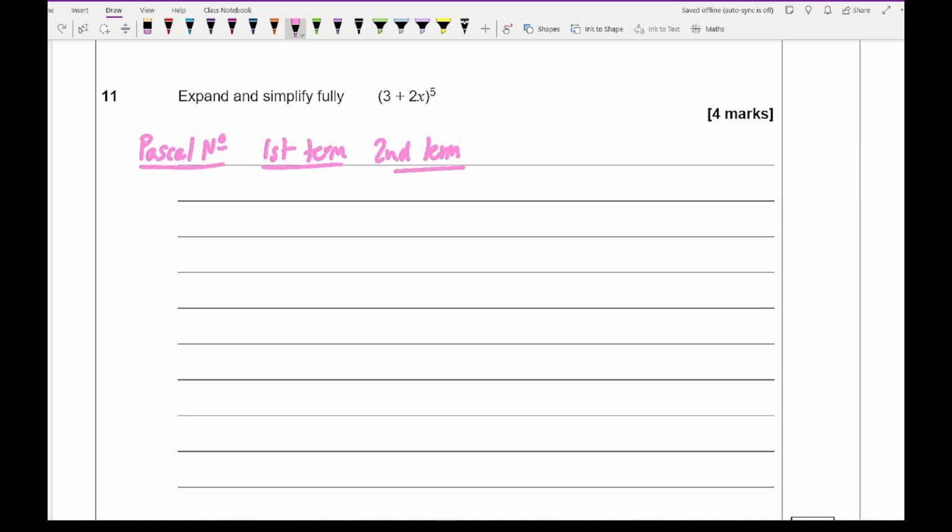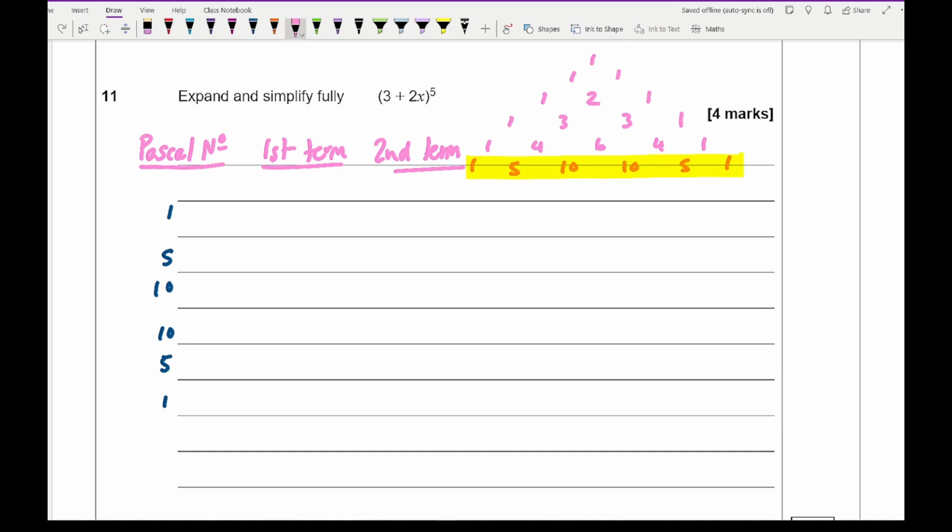Now, as we haven't got a calculator, to work out Pascal's number, all I've got to do is draw this triangle. So 1, 1, 1, 2, 1, 1, 3, 3, 1, 1, 4, 6, 4, 1, and we're just going to do 1 extra, so 1, 5, 10, 10, 5 and 1, and that's the line that I need. So I've got 1, 5, 10, 10, 5 and 1.